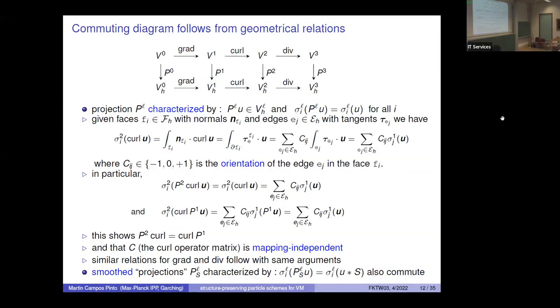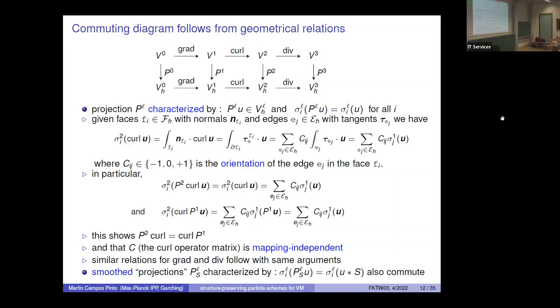So you can compute the degrees of freedom in V2 of the curl of your function. Those are the fluxes of the curl. The fluxes of the curl are the circulations of the function along the boundary of a face. And this is exactly a linear combination of the one-type degrees of freedom of U. And the C_ij's correspond exactly to the orientation. It's -1, 0, or +1. So it's the orientation of the edge E_j in the face F_i that was here.